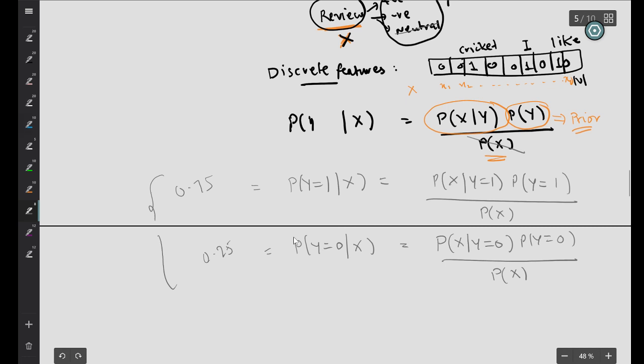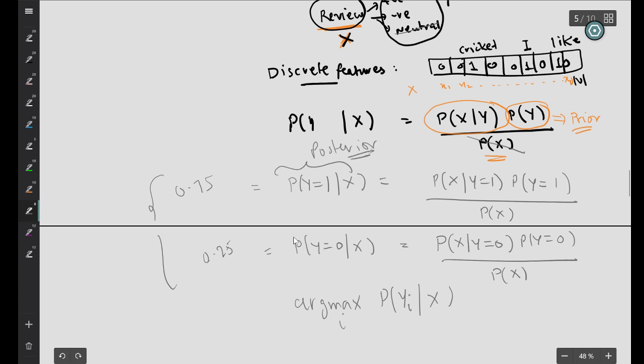If you want to predict a class, you can compute these two probabilities and take the argmax, whichever is higher. So you compute argmax over i of p of yi given x. Overall, I write the value of i which maximizes this posterior probability.